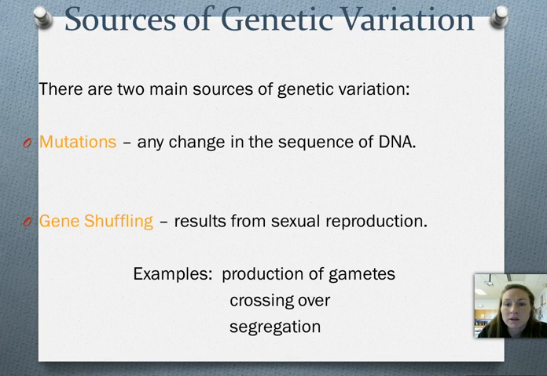Sources of genetic variation, there are two main types. Mutations that occur randomly, so that is any change in the sequence of DNA. And then there's also gene shuffling that occurs as a result from sexual reproduction. And we talked about that when we went through meiosis and the process of crossing over.